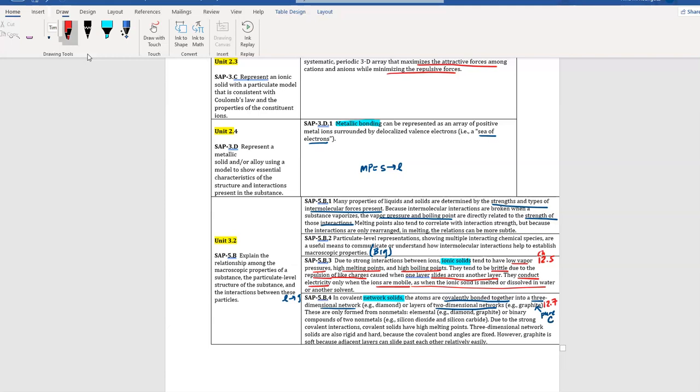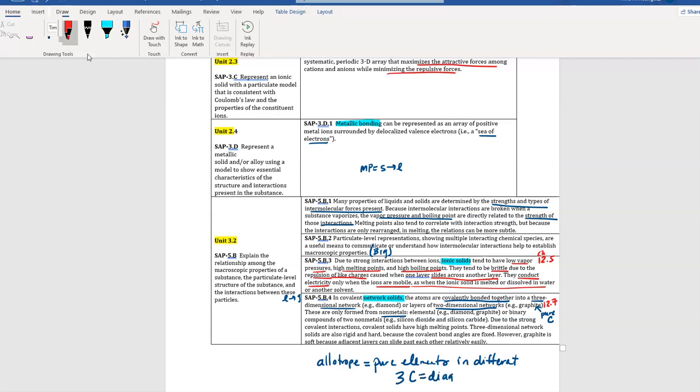These are only formed from non-metals. Elemental, diamond, and graphite. Diamond and graphite, they're both pure carbon. So remember this thing called an allotrope, okay? It's pure elements in different forms. Most elements only have 1 or 2 different forms of it, but carbon actually has 3 different forms. So carbon could be diamond.